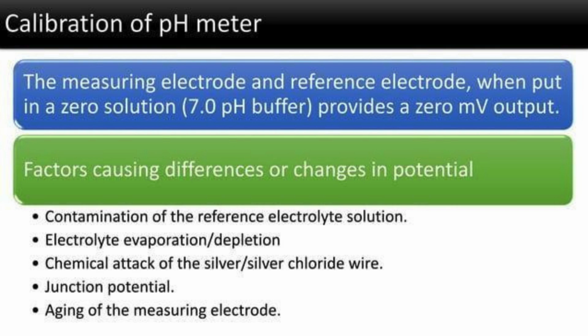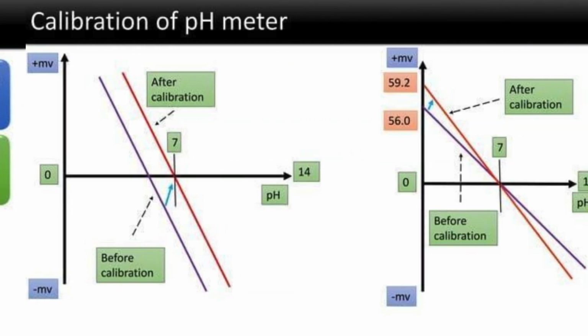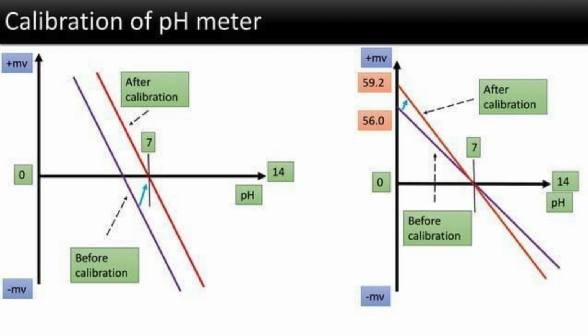We correct for these drifts through calibration. We adjust the meter's reading so that it correctly interprets the millivolt output. For instance, before calibration, the meter might read a certain potential for a pH 7 buffer, but after calibration, we tell the meter that this point is exactly pH 7, and we also set the correct slope, which is typically around 59.2 millivolts per pH unit at 25 degrees Celsius.